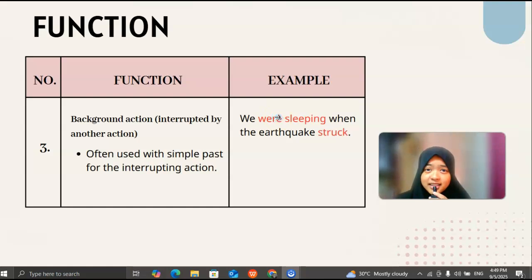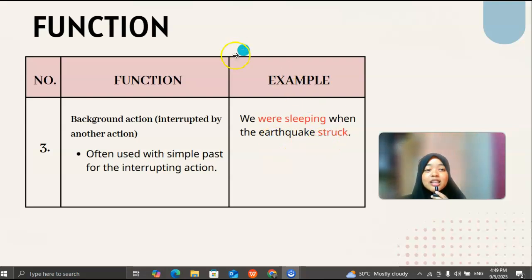And so you want to tell your friend, oh, yesterday, me and my sister, we were sleeping in our room when the earthquake struck. So why do we use past simple for the interrupting action? Because the earthquake struck while you and your sister were sleeping, and it ended also while you and your sister were sleeping. So hence why it became we were sleeping when the earthquake struck.